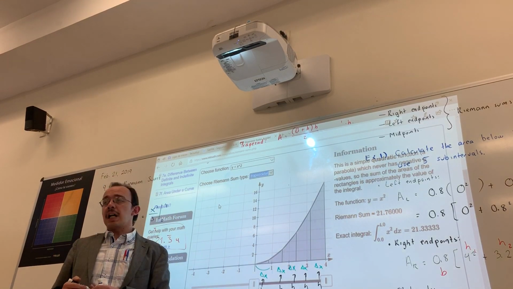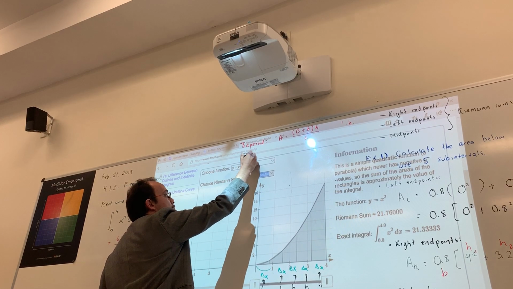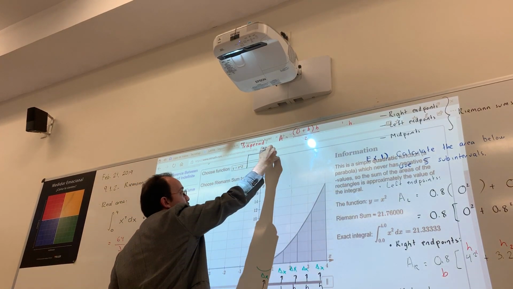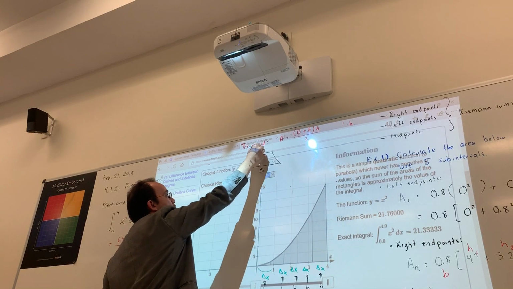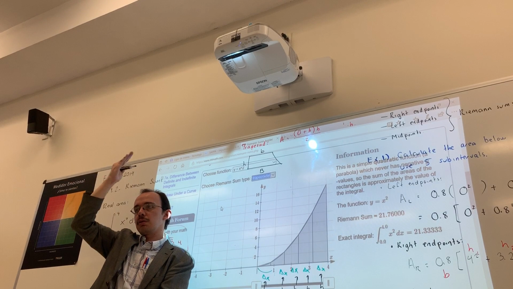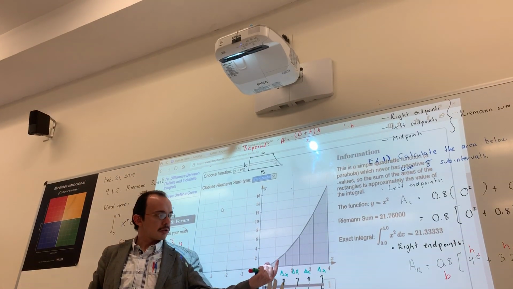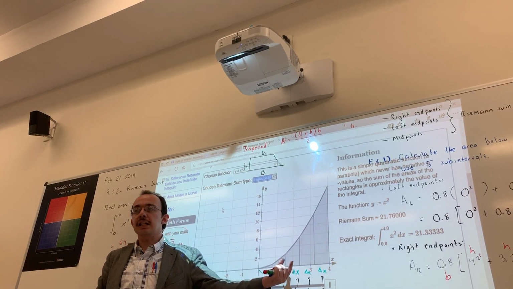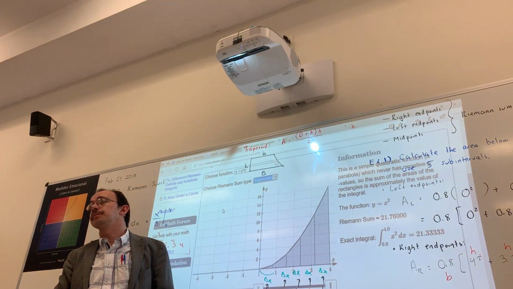Why? Do you remember how a trapezoid is? A trapezoid is something like this. In this particular case, like this. This is the height, this is the big base, this is the small base. But this trapezoid is vertical. So that means that the height of each trapezoid is now the delta x, and each one of the bases is going to be what?